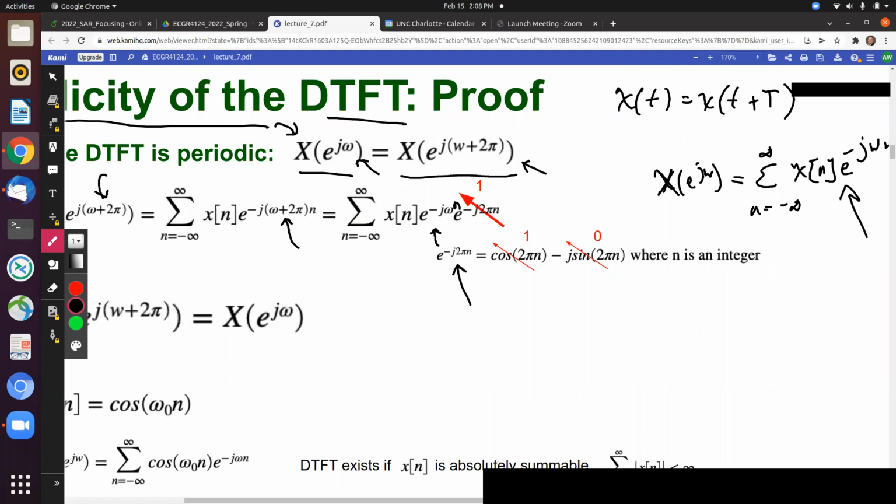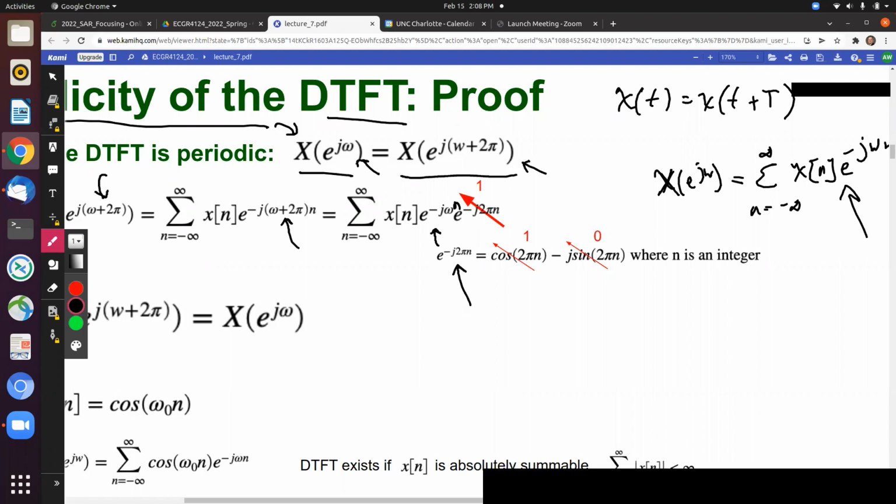Cosine of 10 pi, what value does it have? Cosine of any multiple of 2 pi, what value does it have? Any multiple of 2 pi, remember, cosine is periodic with period 2 pi, right? So cosine of 2 pi n is a very fancy way of writing down the number 1.